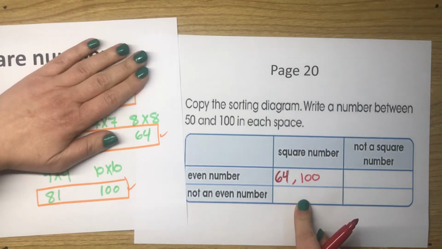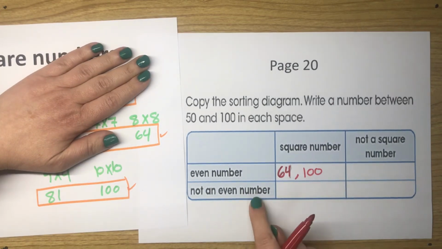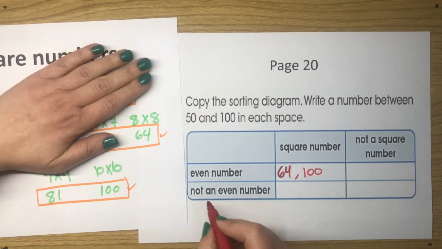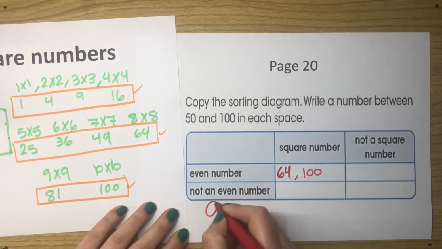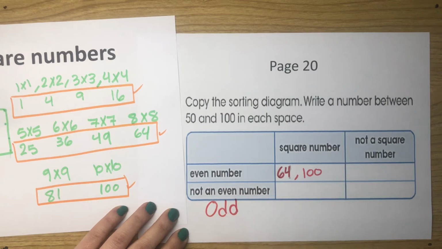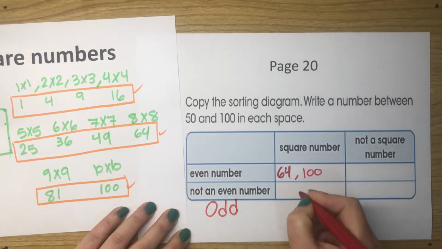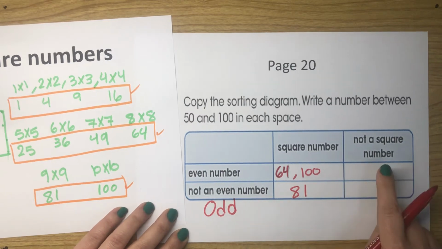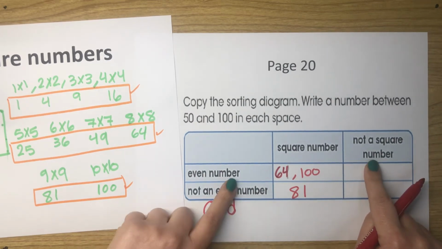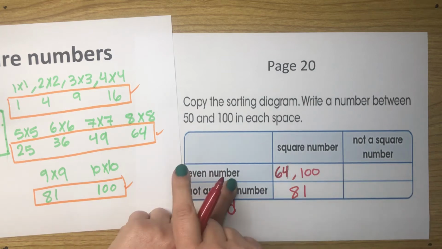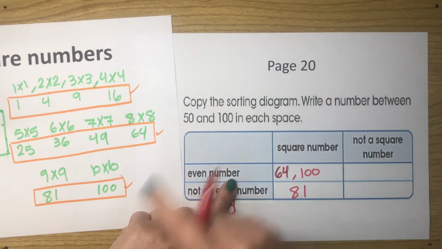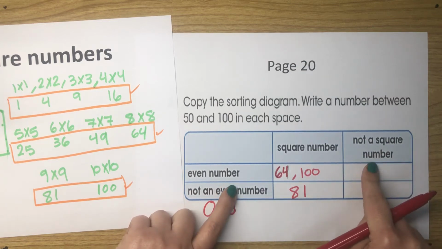Okay, I'm going to hide these. So, not an even and a square. Not an even number, that means an odd number, guys. So it's going to be 81. Okay, not a square number and an even. So it's going to be any number above 50, or 50 because it's between. An even, but not square.